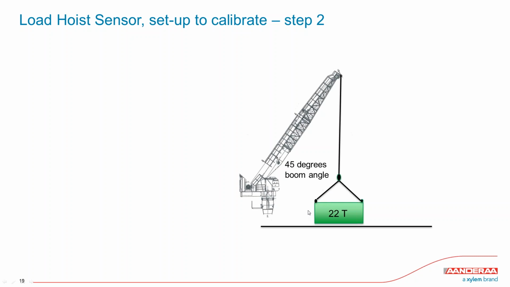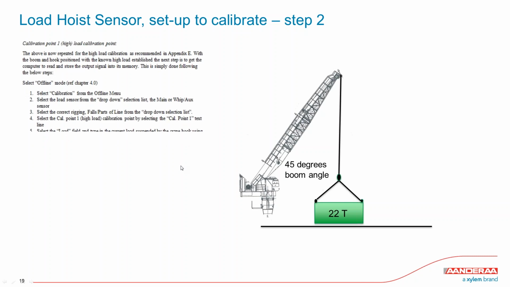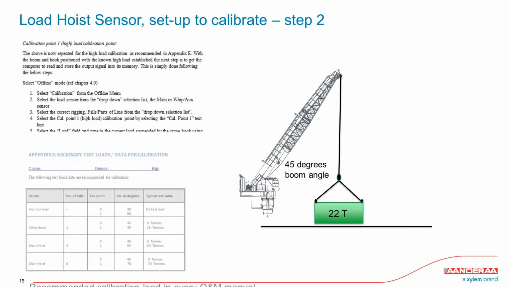From a calibration point of view, it's sufficient to lift the load just off the deck, the ground. As long as the crane hook suspends the load, that is sufficient. From a safety point of view, it's way safer just in case we have something which falls off the crane hook. So make sure that this is taken care of. Again, the procedure, in this case, calibration point 1, high load calibration point, is in the manual, but also on the guide.